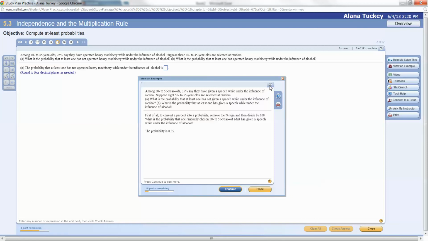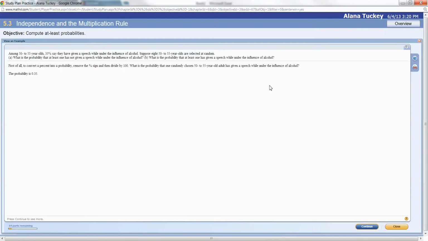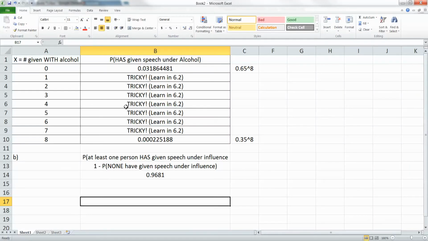So it says among 50 to 55-year-olds, 35% say they have given a speech while under the influence of alcohol. Suppose 8 50 to 55-year-olds are selected at random. What is the probability that at least one of them has not given a speech while under the influence of alcohol? And letter B, what is the probability that at least one of them has given a speech while under the influence of alcohol?